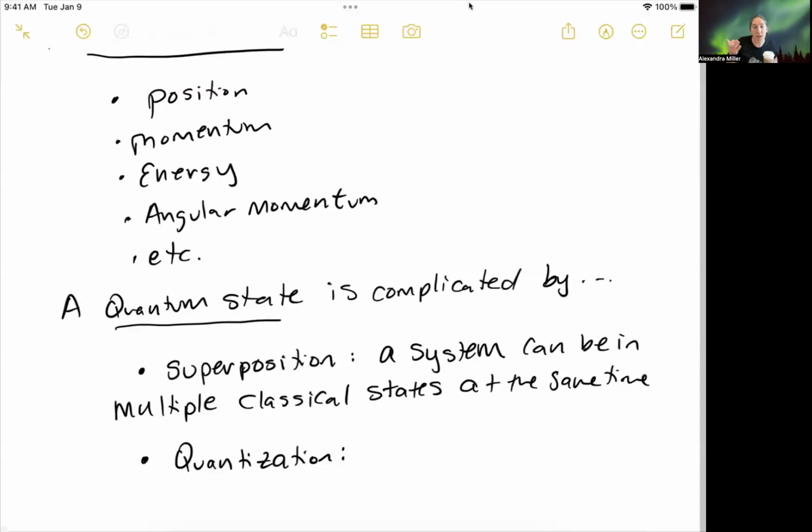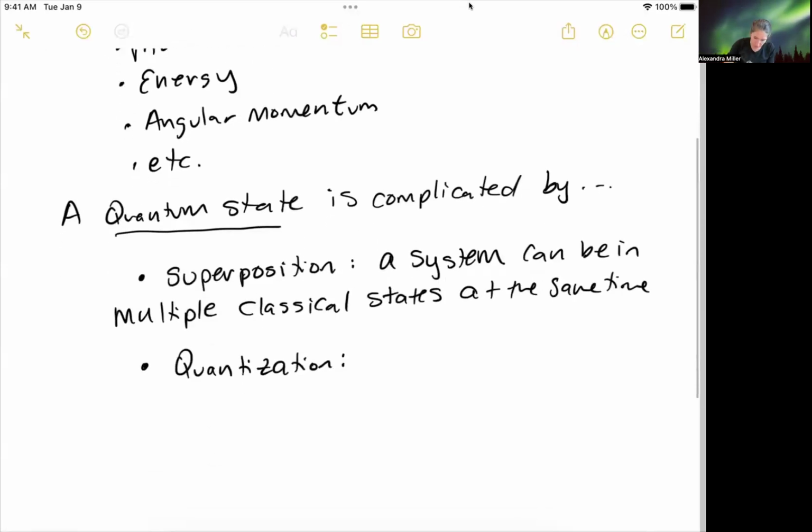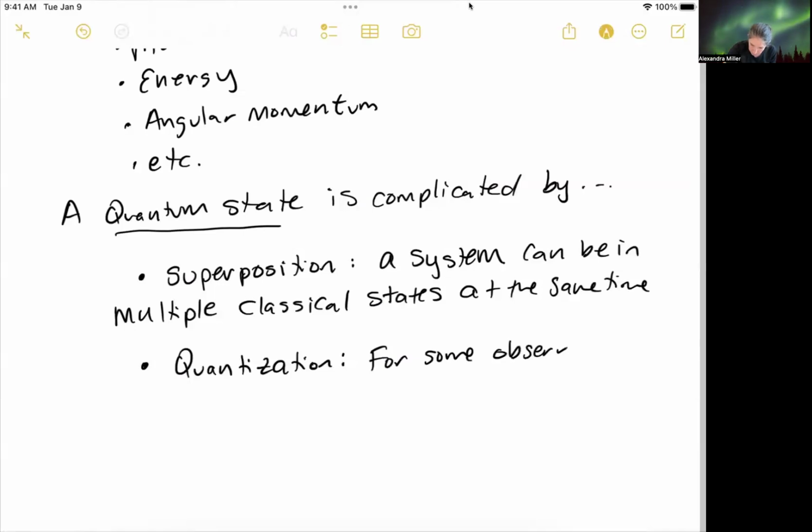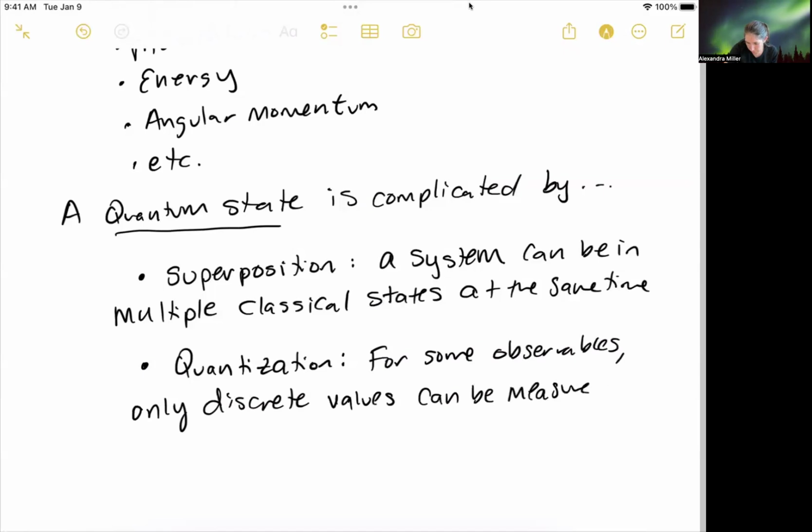If you have seen, for instance, the harmonic oscillator, you learned that for a quantum harmonic oscillator, the energies that are allowed are quantized. A classical harmonic oscillator is just a mass on a spring, and classically, this mass on a spring can have any energy that you like. There's an infinite number of possibilities. A quantum harmonic oscillator can only take on values with these discrete energy levels. So that's going to add additional complications, right? Again, by quantization, I mean that for some observables, only discrete values can be measured, as opposed to a continuous spectrum.